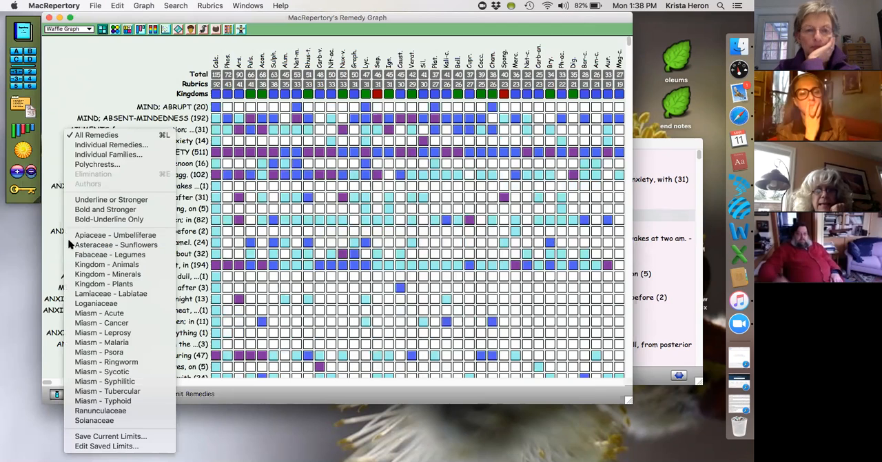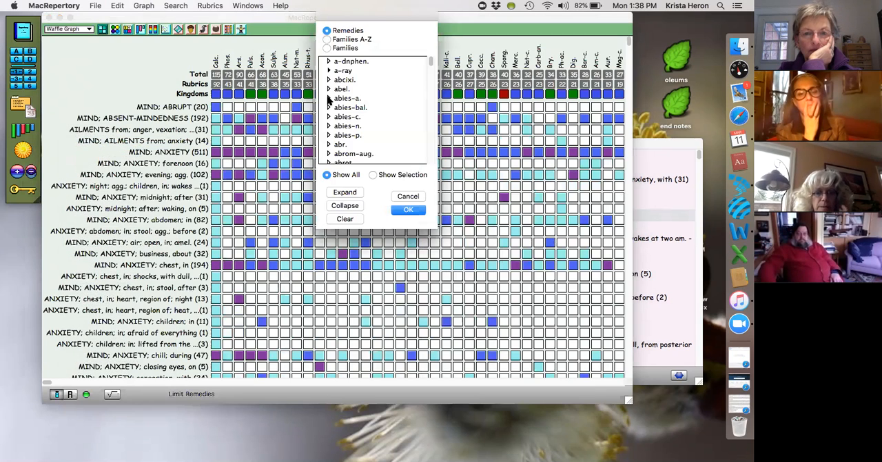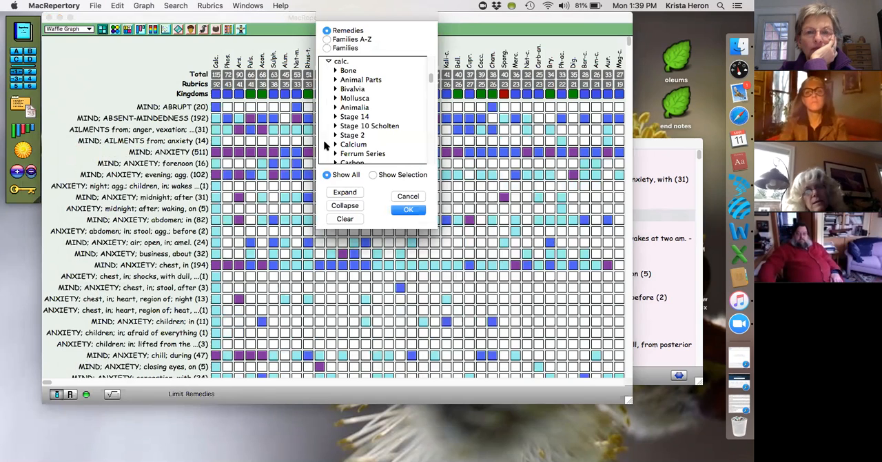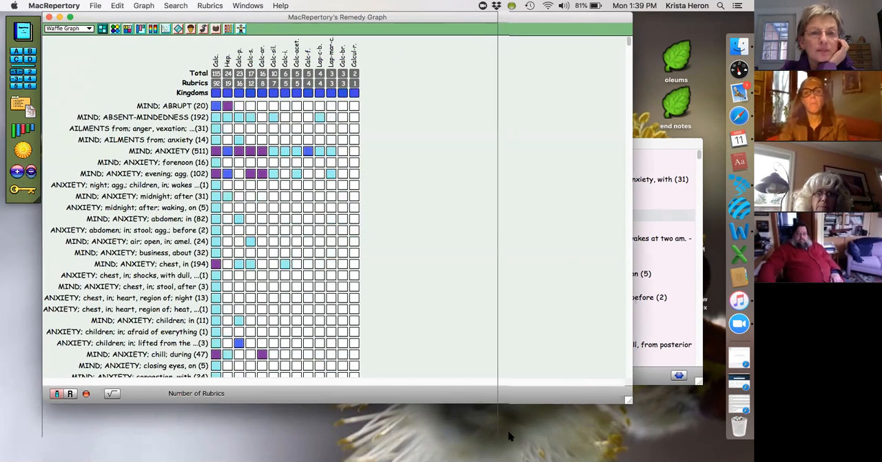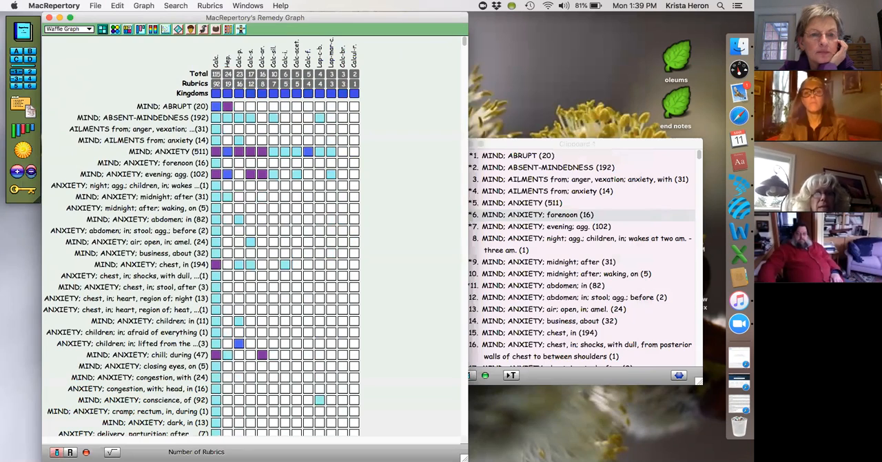And that allows me to do the same thing that I did before, which is I go to individual remedies and type in Calcarea, drop that menu bar down and choose all the calciums. So all the calciums, not the carbonicums, but the calciums. And so that gives us some information about how they all line up.